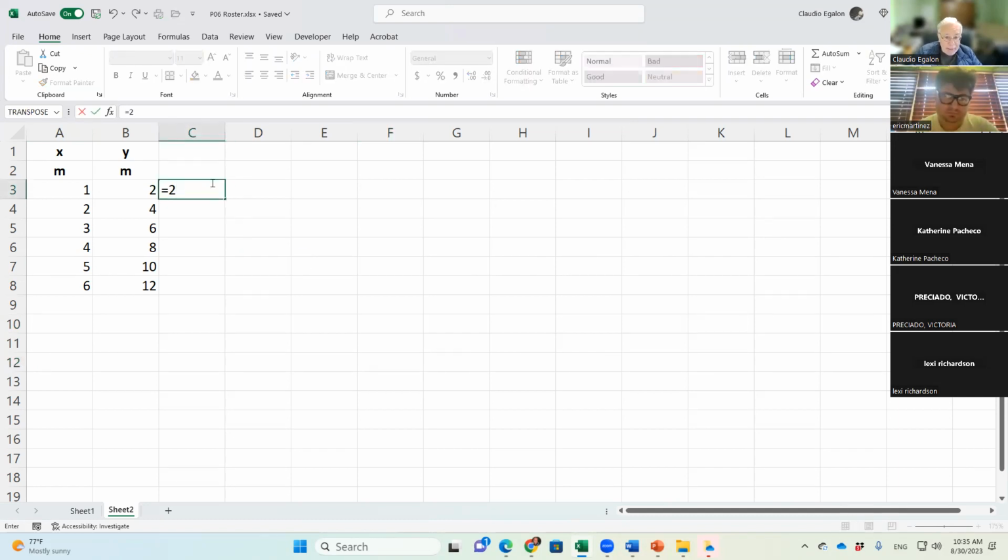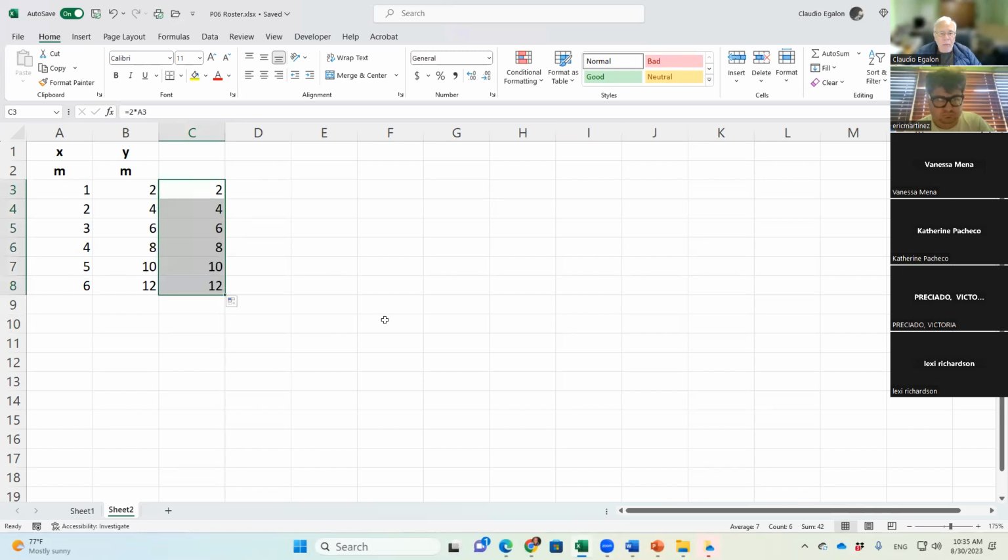Now I'm going to write down the formula that Ridwan gave me. It's going to be equal to 2 times x. That's how I write down my formulas. You can see that this number is exactly the same as this one. This is an equation. And now I'm going to go for the next step: I'm going to plot this data in Excel. Very important, in Excel.